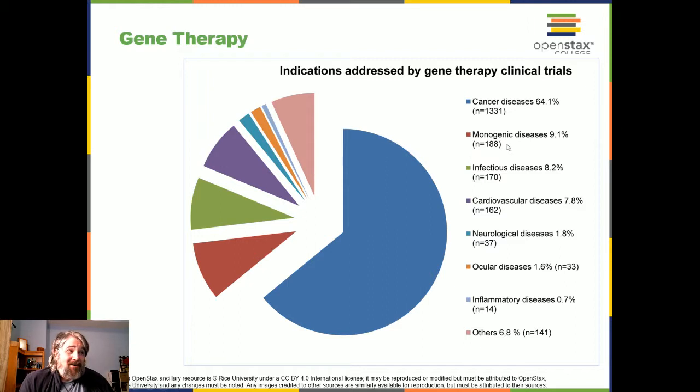Anyway, so monogenic diseases. These are diseases that are caused by a single mutated allele. That makes up the next chunk, which isn't near as big as the cancer, of course. And then infectious disease, cardiovascular, neurological, ocular, inflammatory diseases. That'd be nice if we had some good treatments for some of those autoimmune disorders. But again, by and large, cancer is what we're going after.